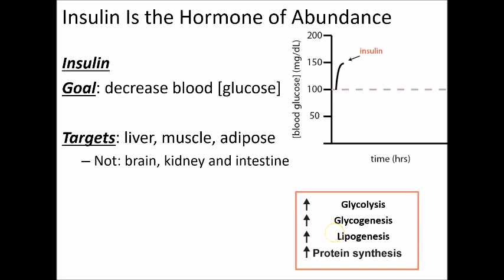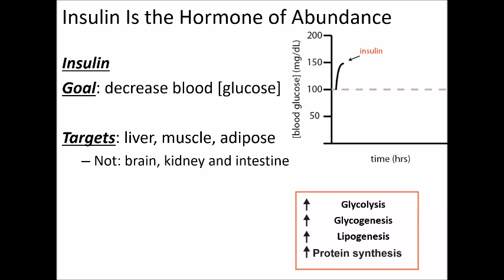As mentioned earlier, insulin is also known as the hormone of abundance. The goal of insulin is to decrease the concentration of glucose in the blood. So as blood glucose rises, insulin is released. The targets for insulin are the liver, any type of muscle, primarily skeletal muscle but also smooth and cardiac muscle, and the adipose tissue. As an example, excessive glucose would be stored as fat, so the adipose tissue would need to convert that into fatty acids, which would then be stored as triglycerides.